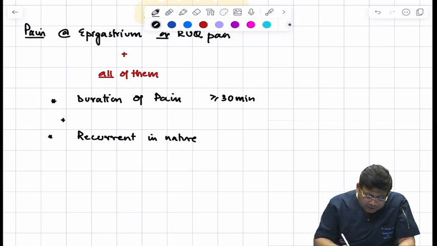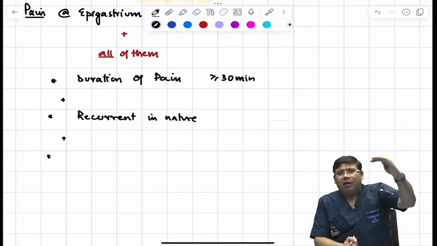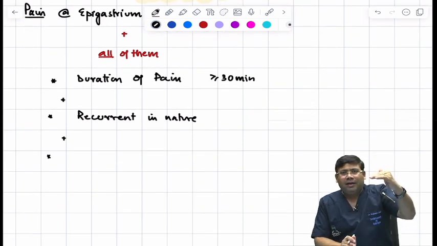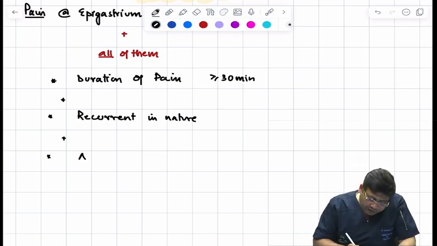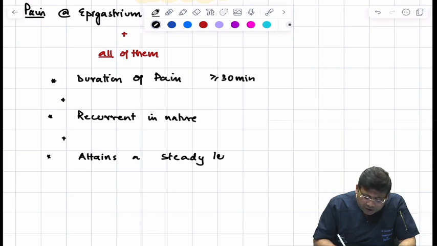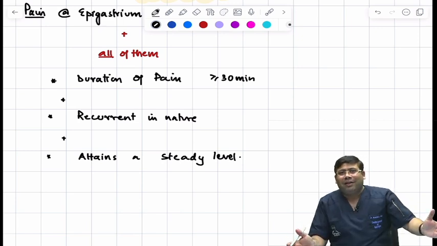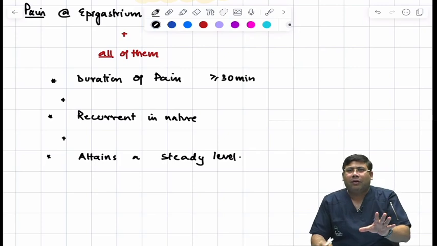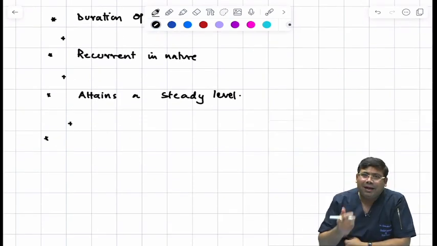The next is that the pain presents itself, rises to a steady level, after which it will decrease and start to fall. Why is this? Because there is a capacity of gallbladder distension, after which it has to get a forceful opening. So the pain attains a steady level.